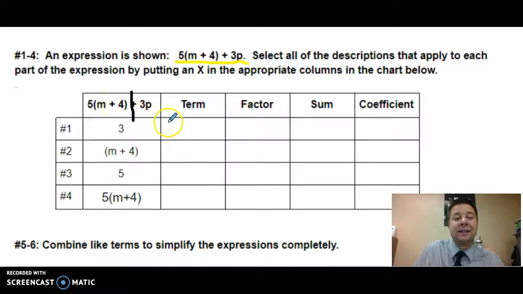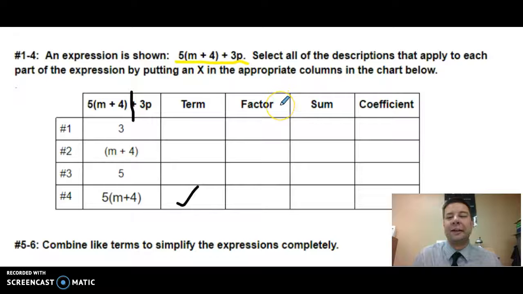Now I can't put a separation here for this plus sign because it's in the parentheses. So when I look at these, I look at the 3. Is 3 by itself a term? I'd say no. And then m plus 4 by itself, not a term. 5 by itself, not a term. 5 times (m plus 4) is a term. So I'm going to put a little check mark there. You might put an X or whatever it would be.